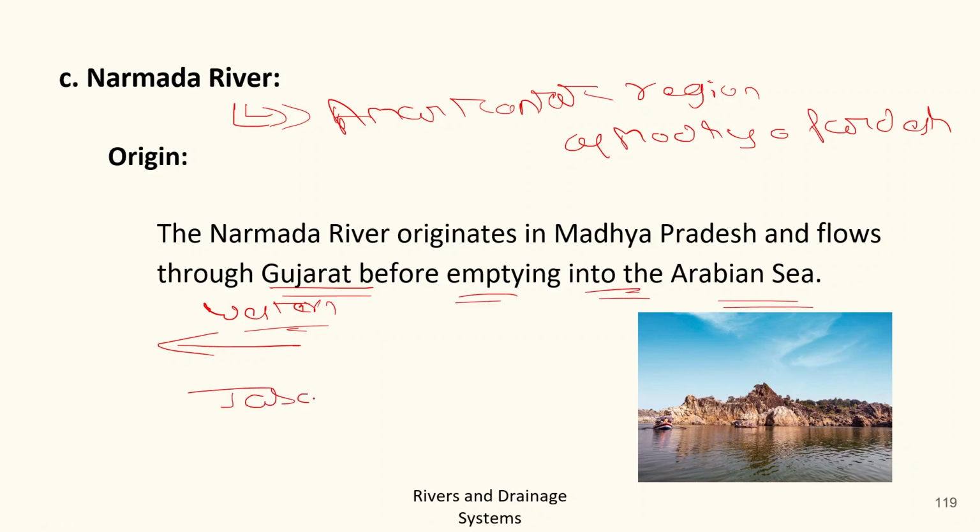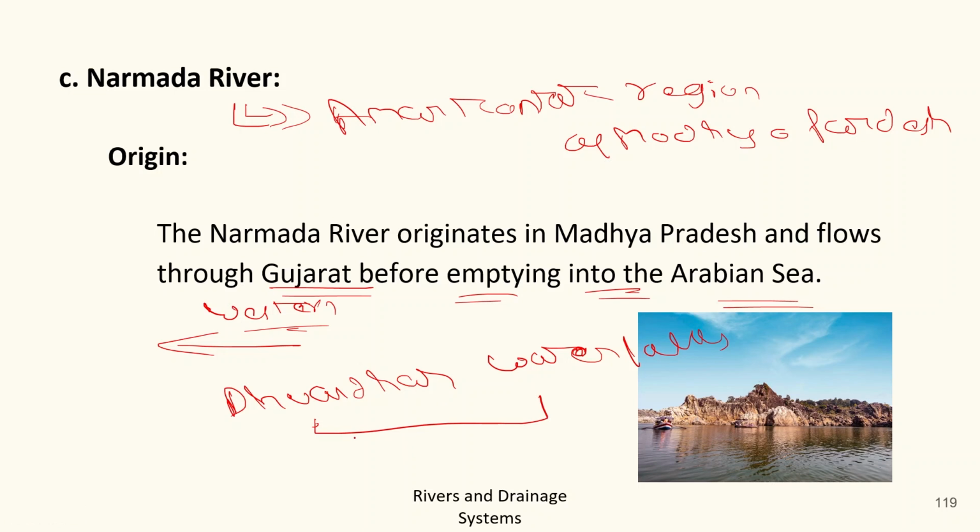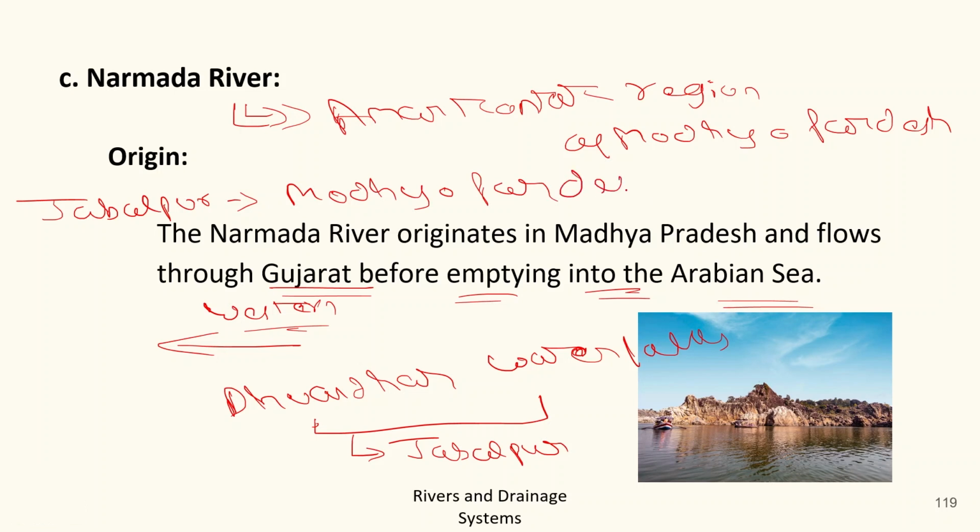Okay, and the Dhuadhar Falls, the Dhuadhar waterfalls, lie at Jabalpur. And Jabalpur lies in Madhya Pradesh. So the Narmada originates from the Amarkantak region of Madhya Pradesh and forms the Dhuadhar waterfalls at Jabalpur. Jabalpur is a region of Madhya Pradesh. Okay, and it is a western flowing river.